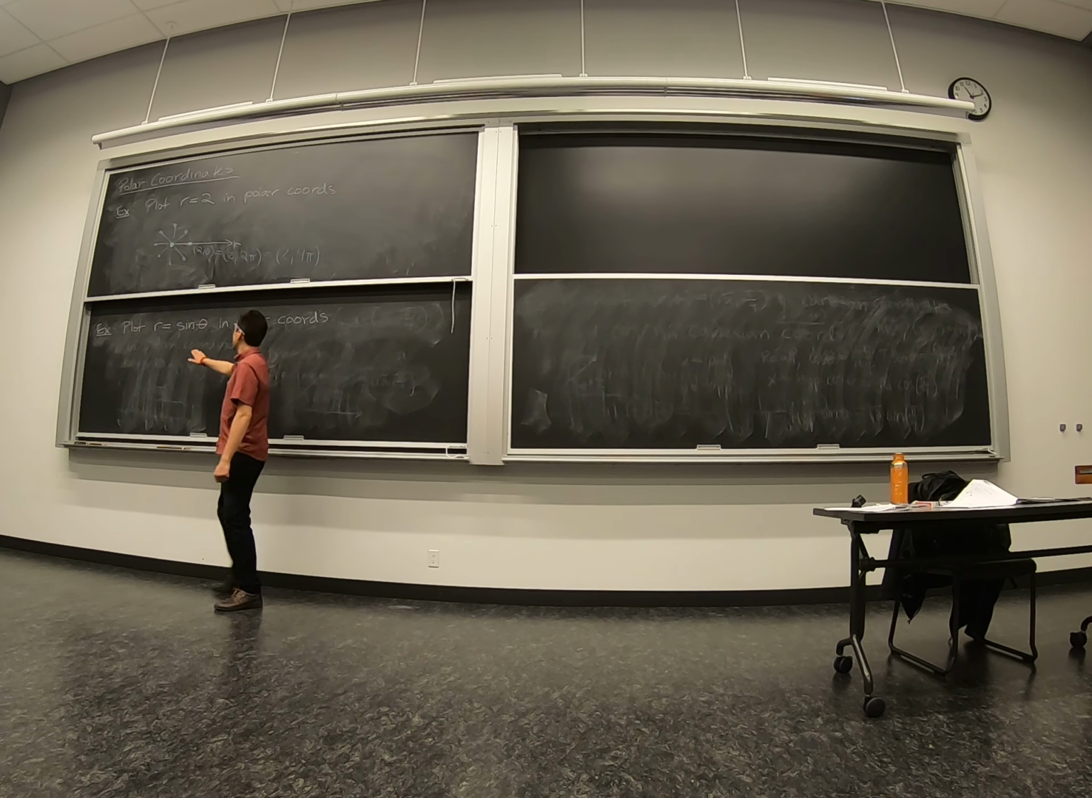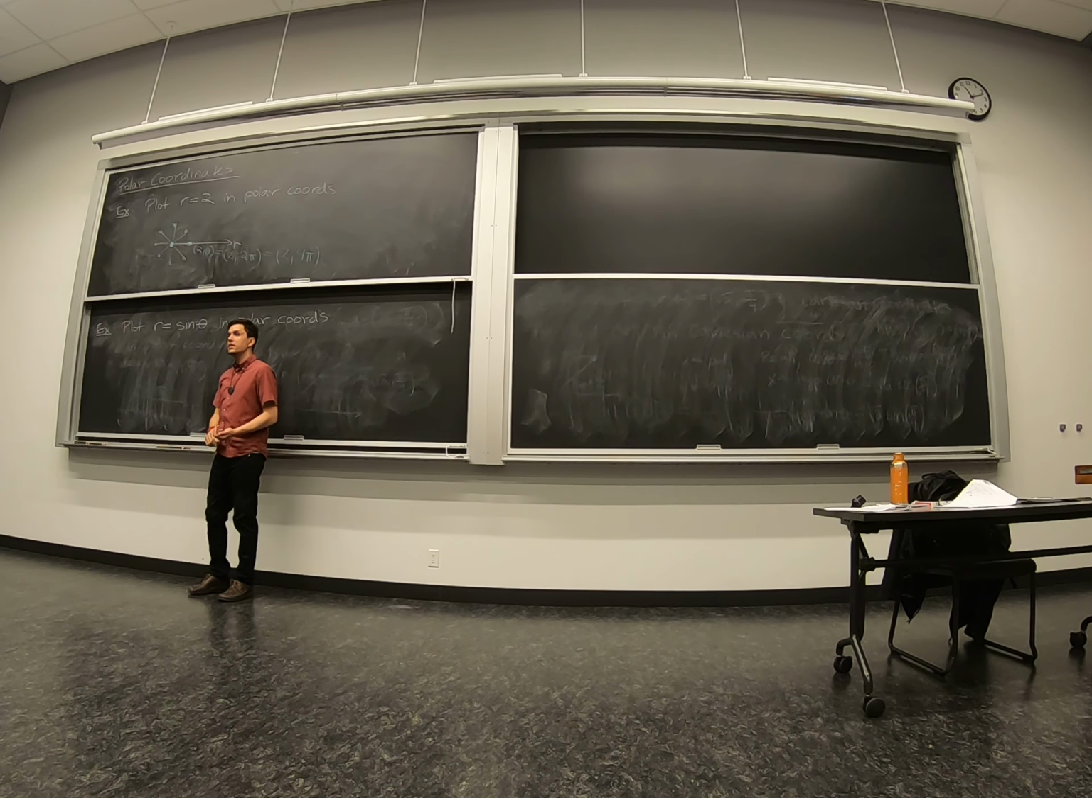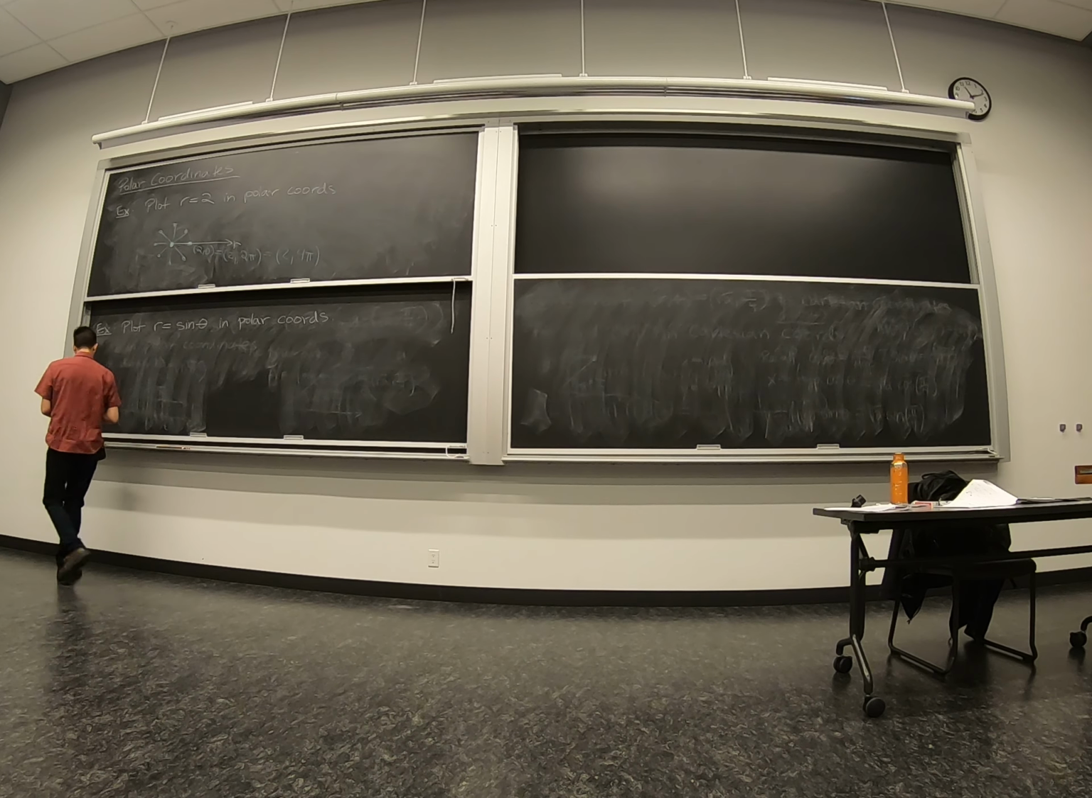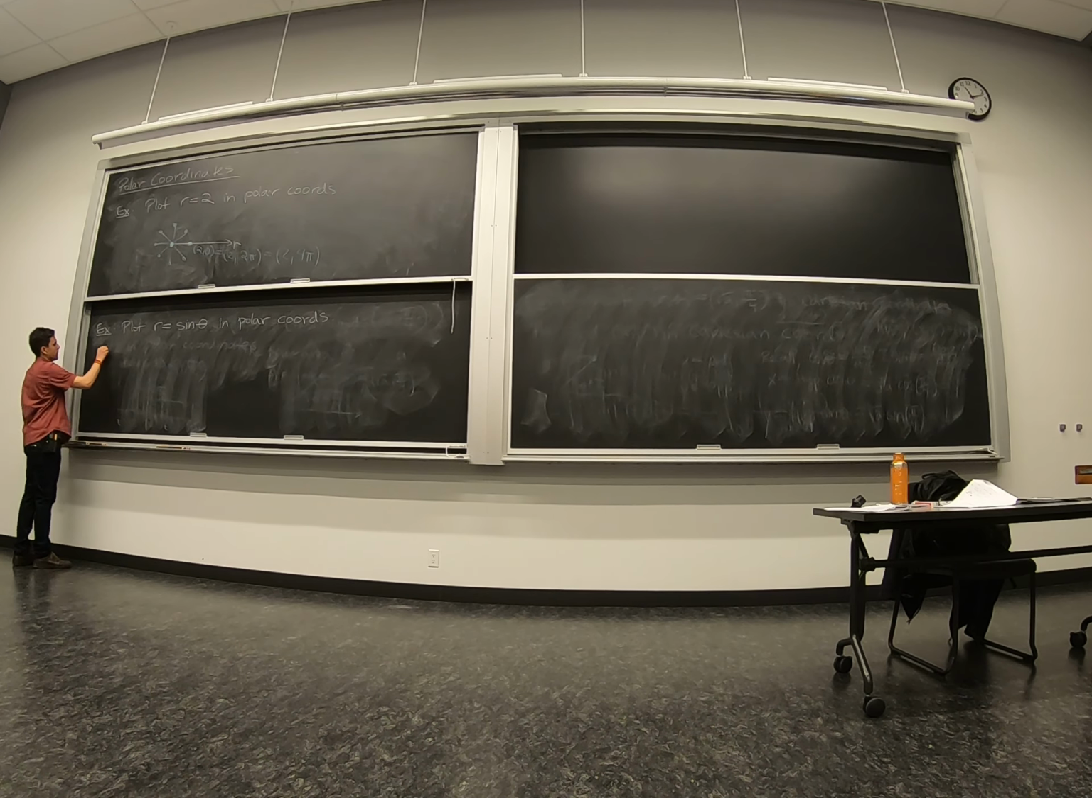So now we'll plot r is sine theta in polar coordinates. All right? And here this issue about multiple representations will come up. So let's first start off by making a table of values.